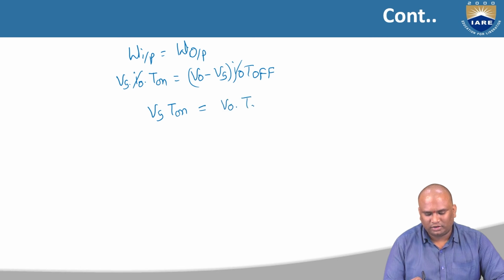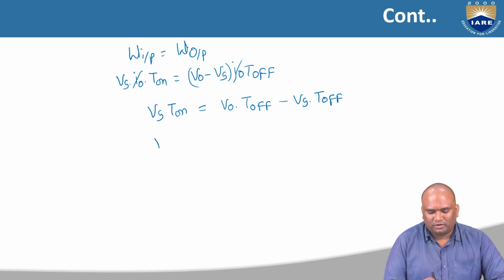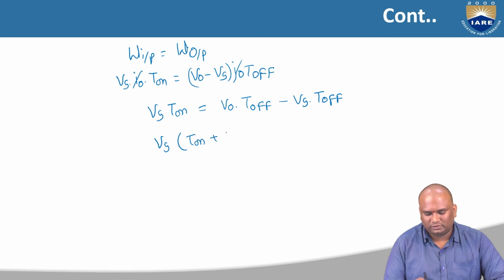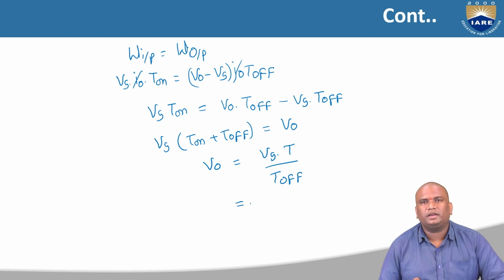(V0 minus Vs) into T off. Here Vs into (T on plus T off) is equal to V0 into T off, where V0 is equal to Vs into T by T off. We can write T off is equal to T minus T on.